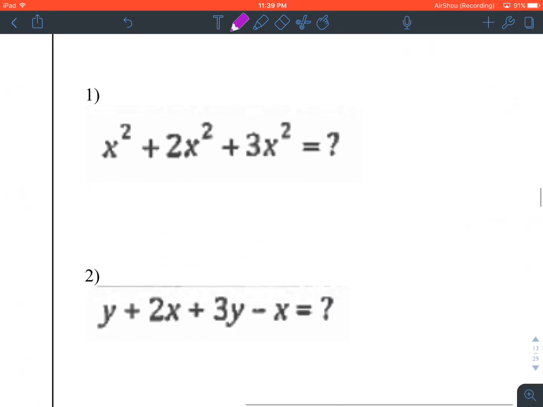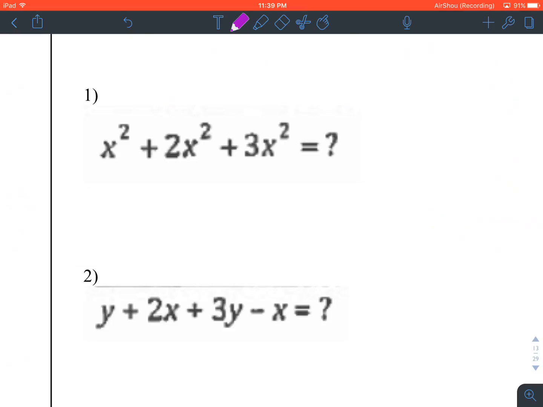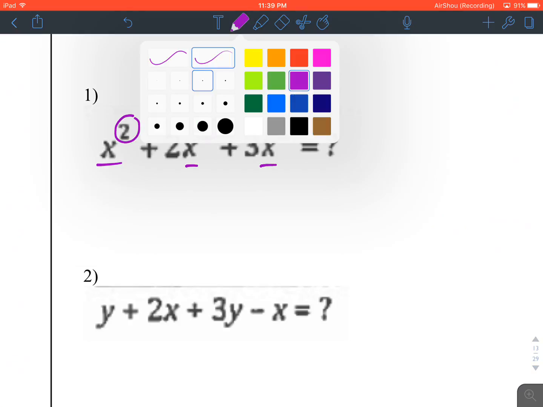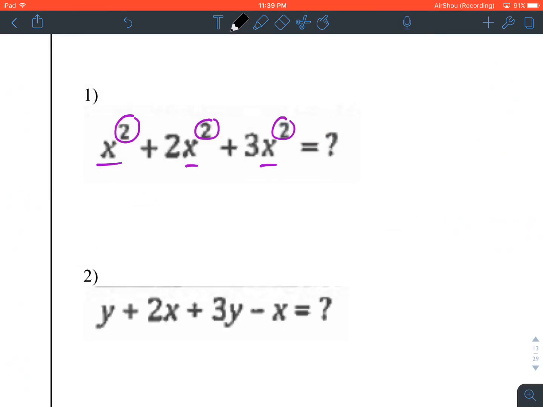Let's look at this example here. We're supposed to add x squared, 2x squared, and 3x squared. Those are all like terms because they only have the variable of x, and the exponent in each case is a 2. Therefore, we are to add the coefficients of 1, 2, and 3. It's going to be 6x squared. The x squared does not change at all. Only the coefficients change.